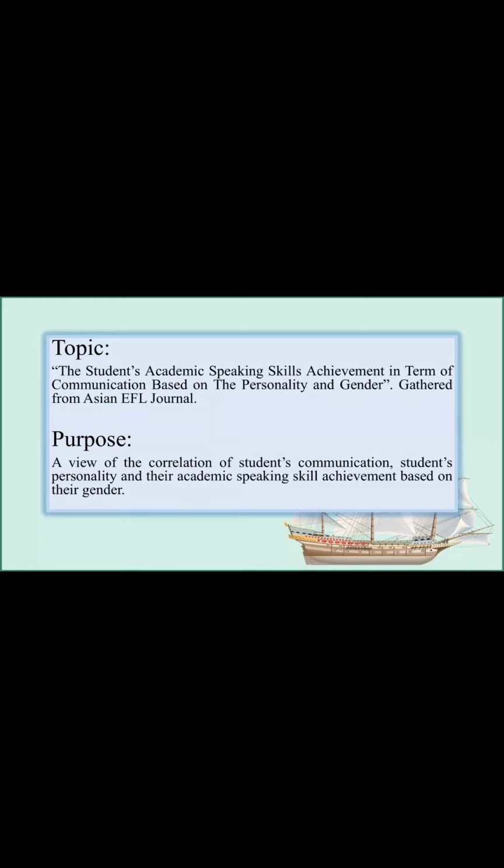So, about the topic of my presentation, I'm going to explain about the students' academic speaking skills achievement in terms of communication based on their personality and gender. I gathered this from Asian EFL Journal as my resources and references. The purpose of my presentation is on giving the audience a view about the correlation of students' communication, their personality, and their academic speaking skills achievement based on their gender.